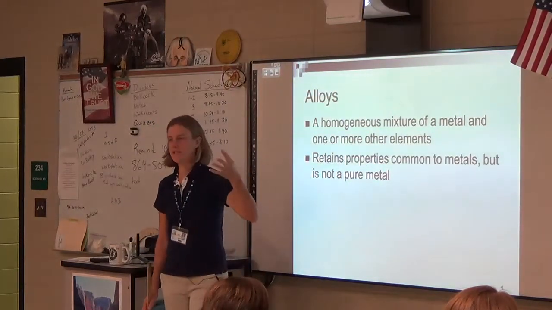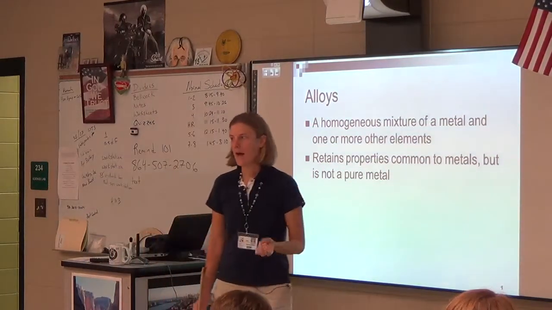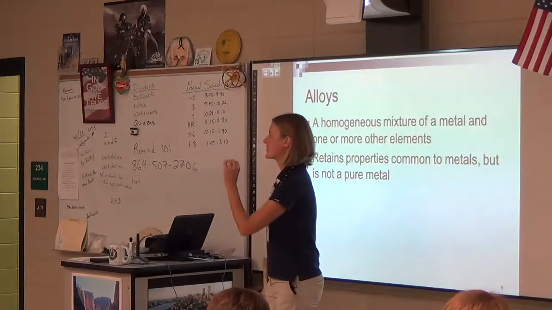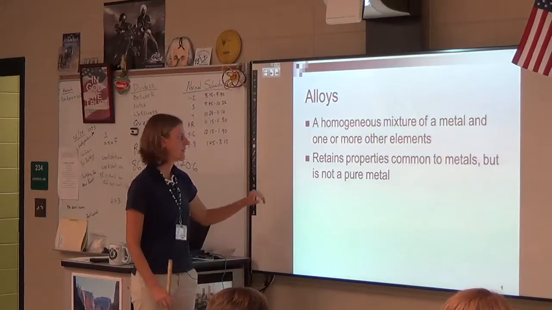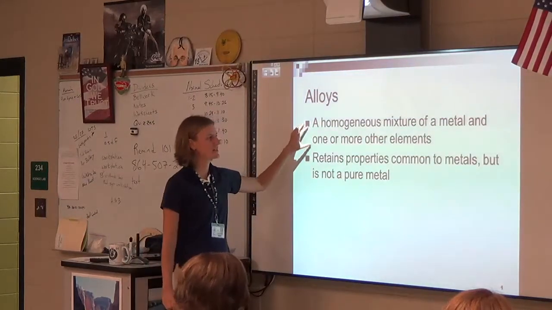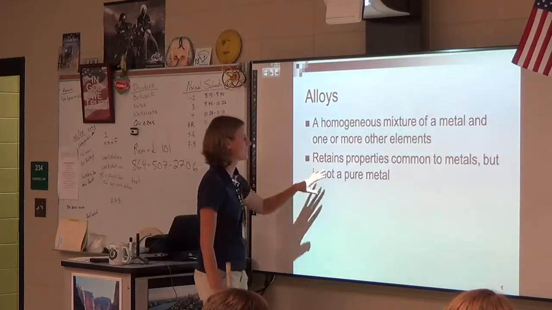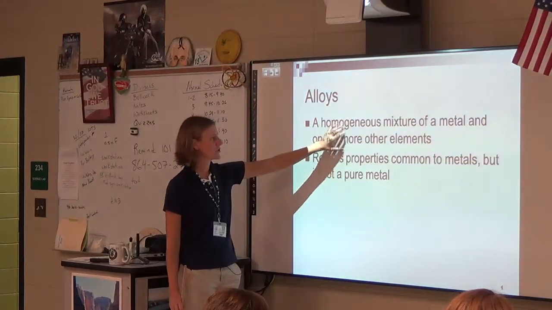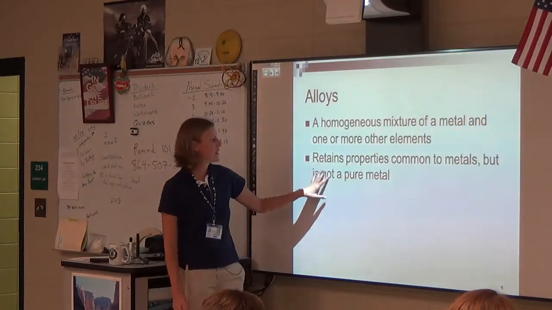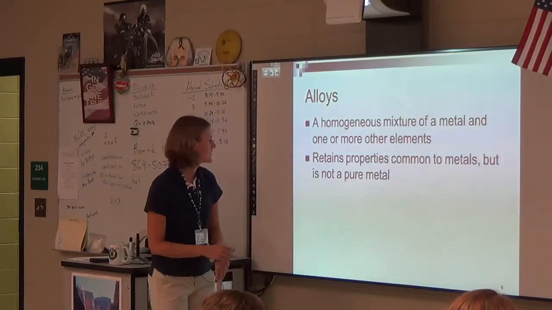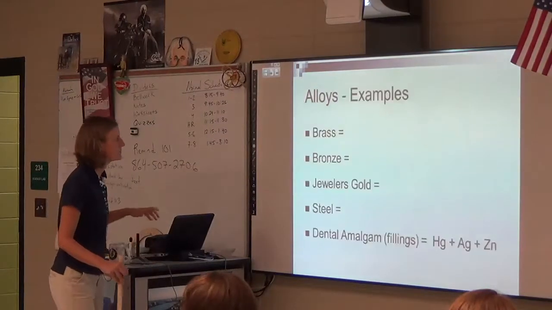So, for example, steel is an alloy. What's the main component of steel? Iron. But iron is also mixed with carbon, which isn't a metal, and other things as well, especially depending on what type of steel you have, because there's lots of types of steel: stainless steel, galvanized steel, et cetera, et cetera. But it is a mixture of metal and one or more other elements. Okay, and it does retain properties common to the metals that are in them, but it's really not a pure metal.